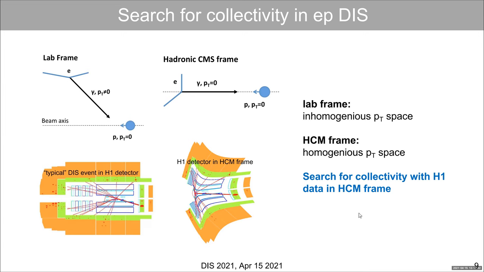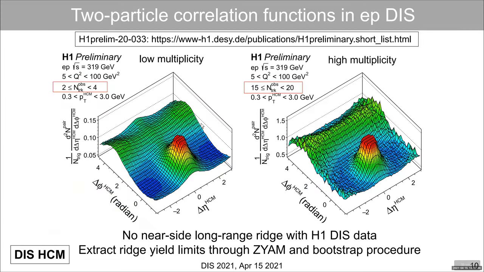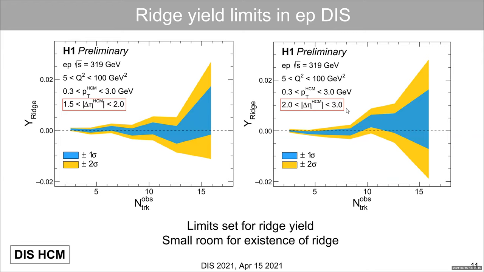This is our result, the two-particle correlation one. We can see that with the H1 DIS data, there is no near-side long-range ridge in both low and high multiplicities. As we observed, no obvious ridge structure here. We tend to extract the ridge yield limit through the bootstrap procedure, which is described in our backup slides. And then we can see how the ridge yield limit changes with the increasing multiplicity in the two specific delta eta regions. Here we can see the ridge yield limit expands with increasing multiplicity, and as we set the limit for the ridge yield, we can also see that there is little room for the existence of a ridge.